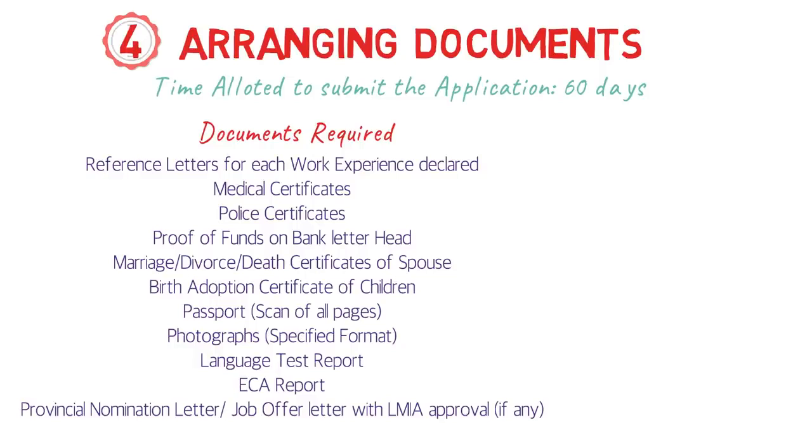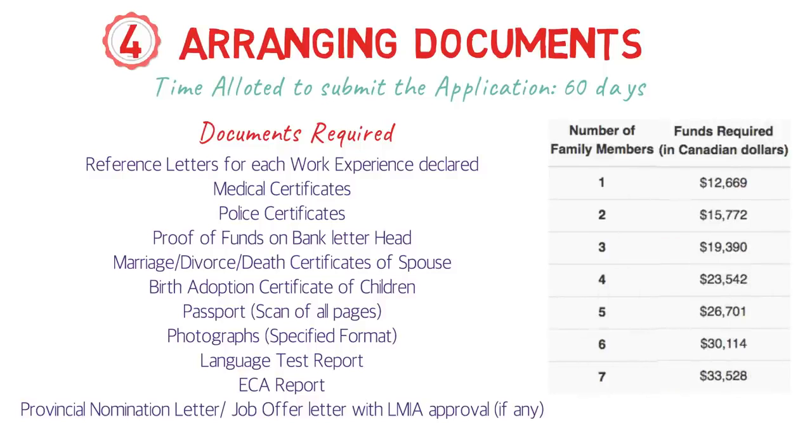Proof of funds, this is something very important. You need to have a certain amount of saving in your bank account. And what is that amount of saving? You need to prove that you have this amount of saving in your bank account. If you're a single applicant, then you would need $12,669. If you're traveling with your spouse, in that case, you would need $15,772. If you have one kid as well, in that case, you would need $19,390, and so on. Okay, so this was about the documents.